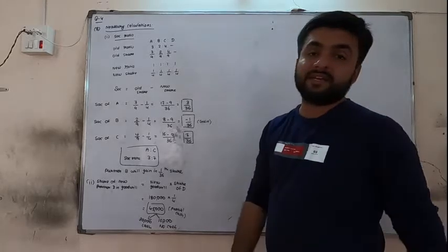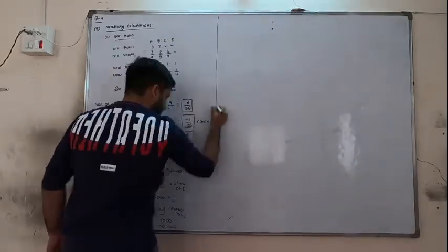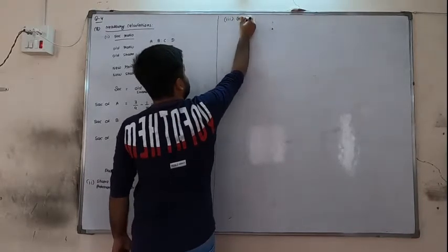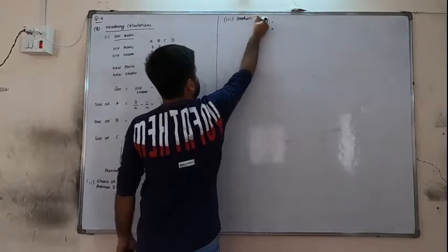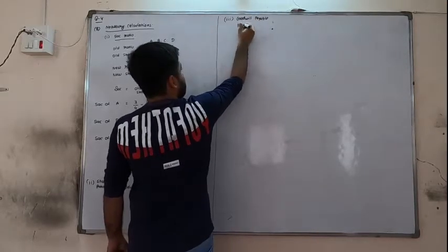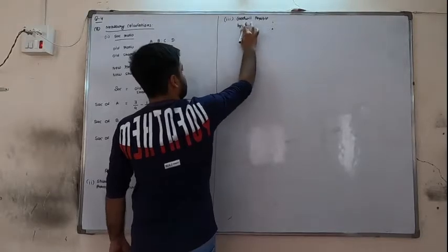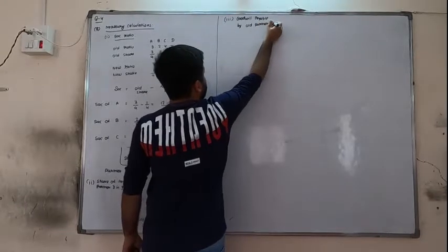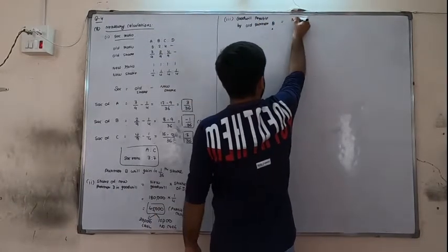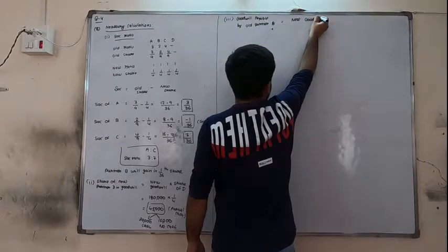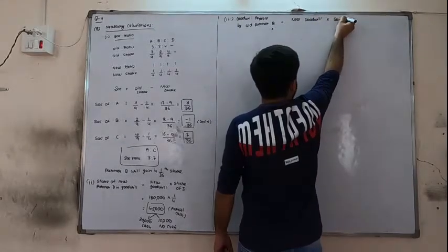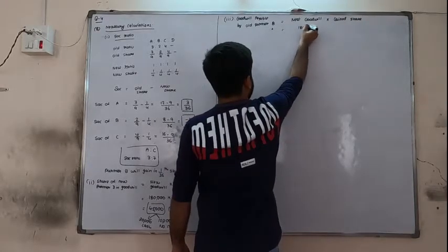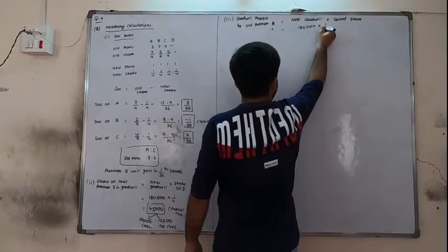Also one partner is gaining instead of sacrificing, so one more calculation is required. That is calculation number 3. As he is gaining, goodwill payable by old partner B is equal to the formula: new goodwill multiplied by gained share. New goodwill is 1,80,000. Gained share is 1/36.